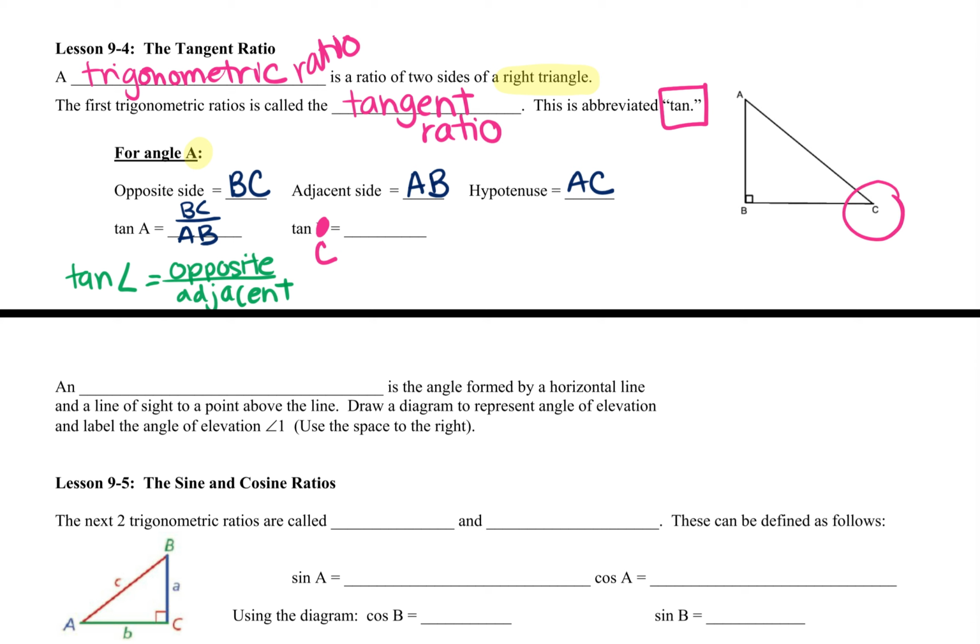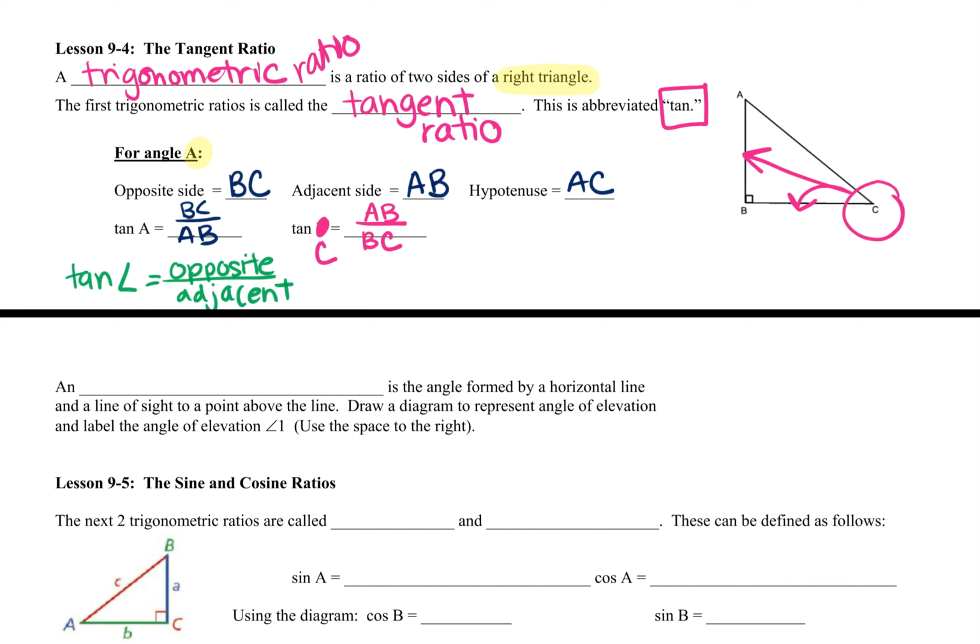So if we want to find the opposite divided by the adjacent, the opposite side of angle C is all the way across. So that's AB now. AB now is the opposite side instead of the adjacent. Then the adjacent side is this one right here. It's going to be side BC.